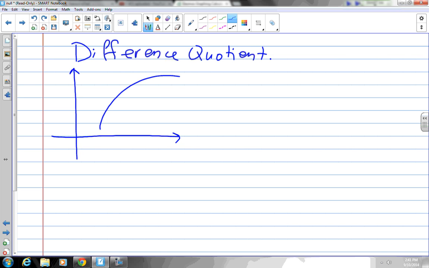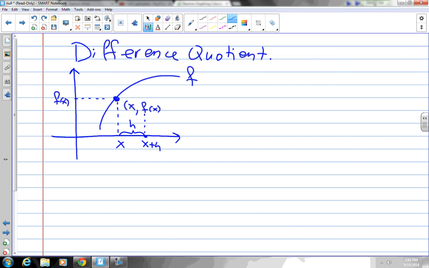Let's say I have a function, a nice pretty function f, and I have a point on that function. Let's call this point x, and f of x then. So the coordinates of this point are x and f of x. Okay? And I'm going to take a second point on that function a certain distance away from x. Let's call that distance h. So h units away from x, this point right here is x plus h. Right? x, h more, x plus h.